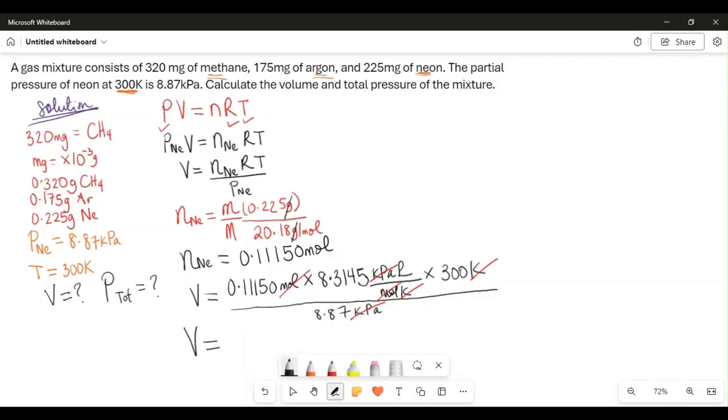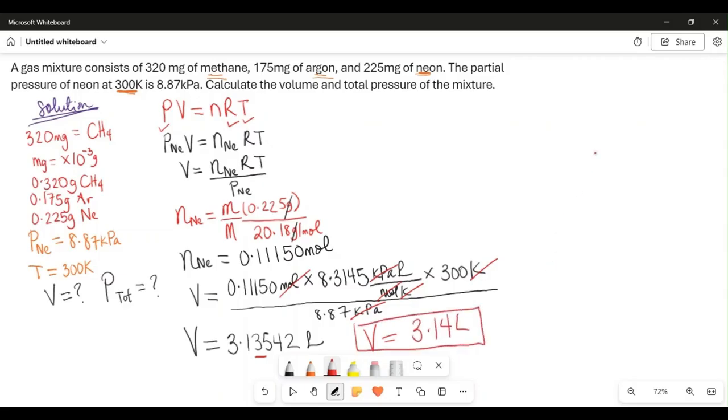So we have 0.11150 times 8.3145 times 300 Kelvin divided by 8.87 kilopascal. Please do it in your calculator as well. So that's going to be 3.13542 liters, which you would do the sig figs, since we've been given everything in three sig figs. So the volume is going to be 3.14 liters. So we've been able to do half the question.